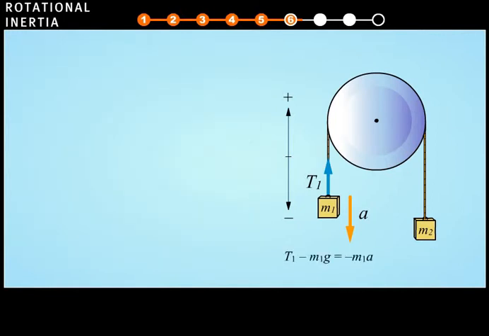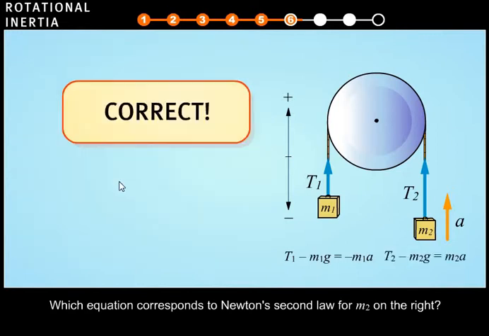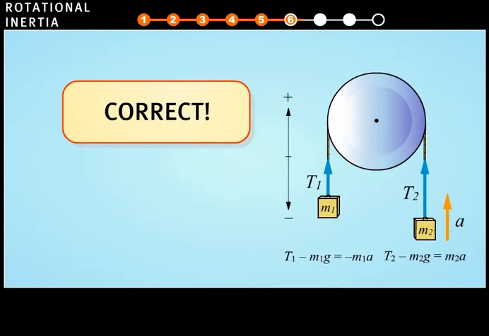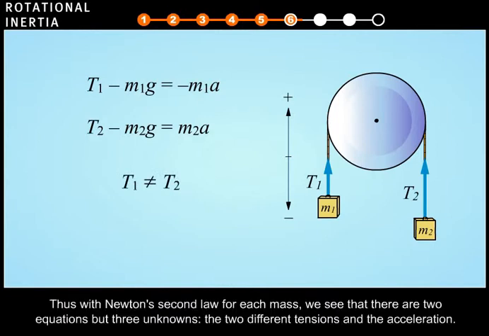Correct. Which equation corresponds to Newton's second law for mass 2 on the right? Correct. Notice that because the pulley has mass, the tension is not the same throughout the rope as it was in the massless pulley case. Thus, with Newton's second law for each mass, we see that there are two equations but three unknowns: the two different tensions and the acceleration.